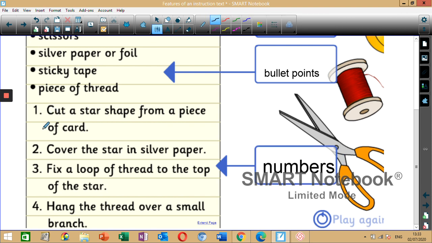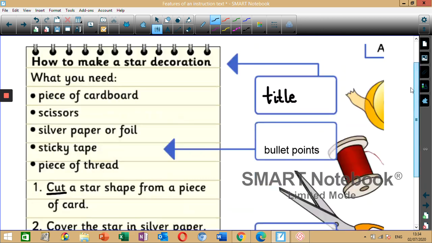So this usually comes in the beginning of the sentence. Cut is an imperative verb. Cover, fix, and hang. These are all the commands that you have to do. Well done if you spotted these features.